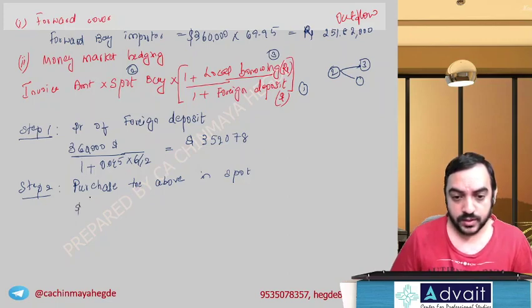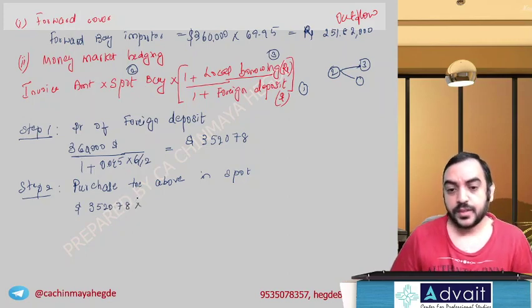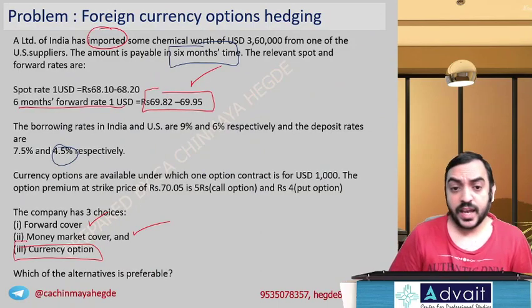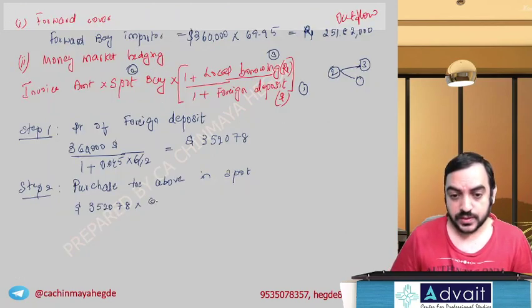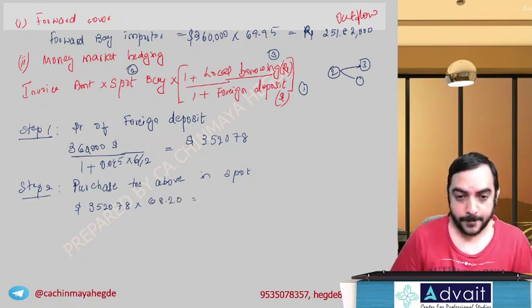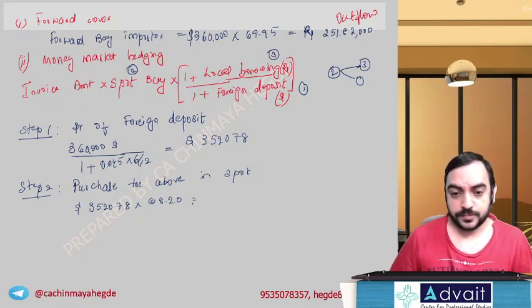So dollar 3,52,078 multiplied by the spot rate, and because we are buying at a higher rate, spot buy between these two, the higher rate 68.2 rupees. So we get 2 crore 40 lakh 11,720.